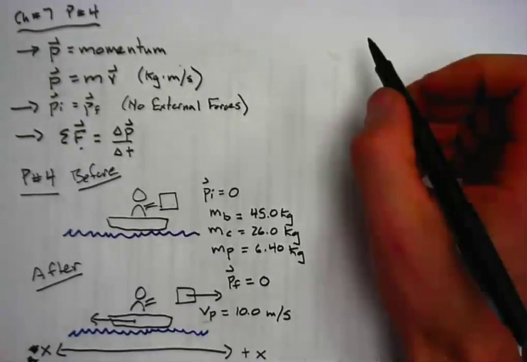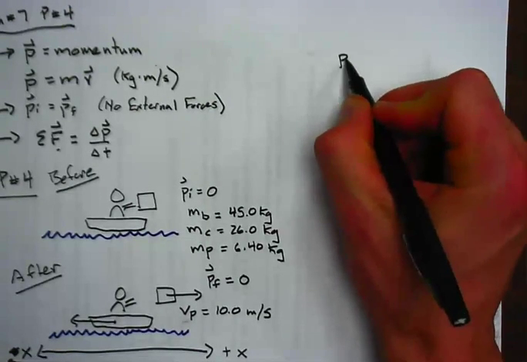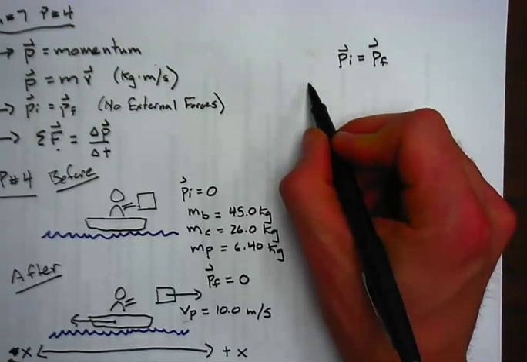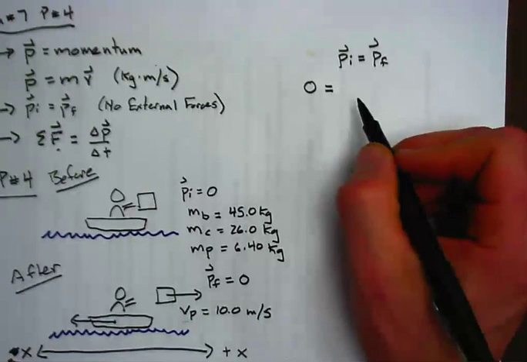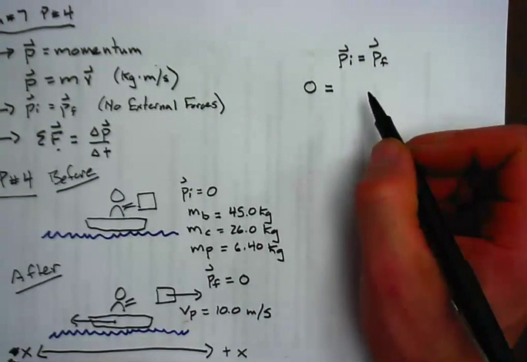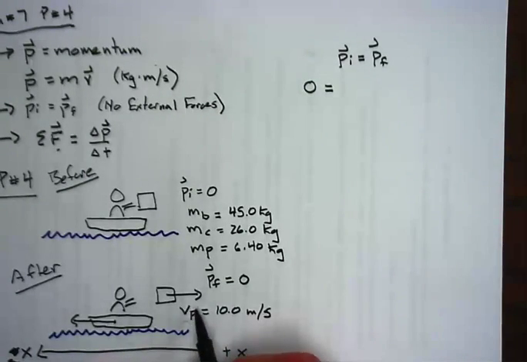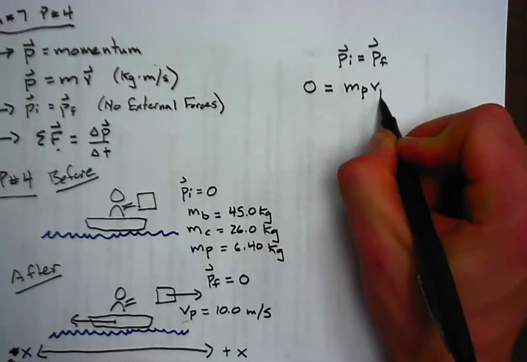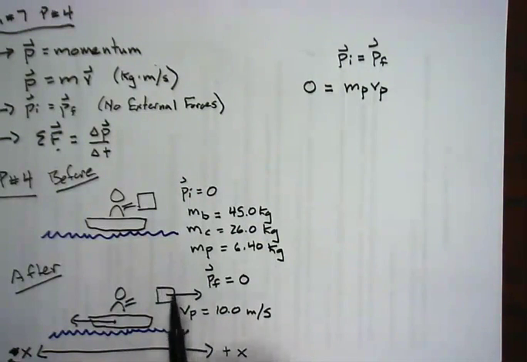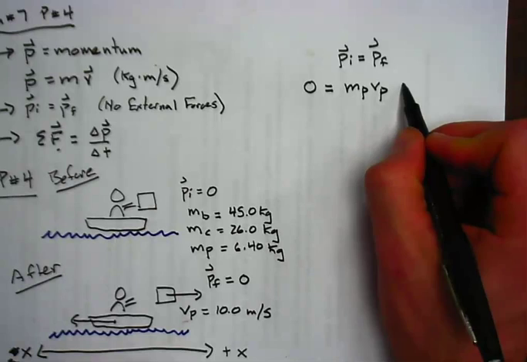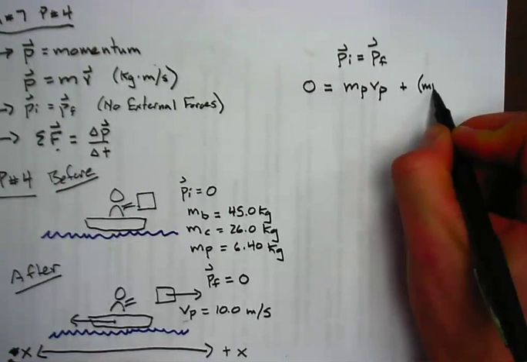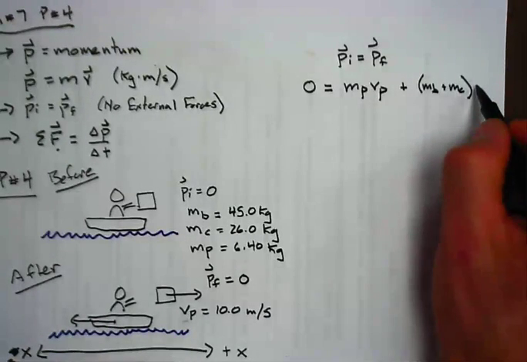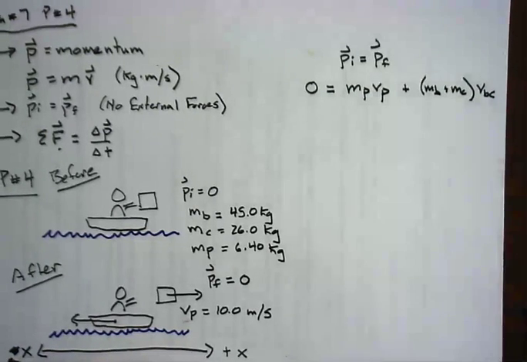Okay, so let's use conservation of momentum. The initial momentum of the system should equal the final momentum of the system, right? What's the initial momentum of the system? 0. What's the final momentum of the system? Well, it's also got to be 0, but it also has to be equal to the mass of the package times the velocity of the package, right? So the momentum of this guy this way, plus the mass of the boat plus the mass of the child, I'm treating this as all one object, times the velocity of the boat child, okay?